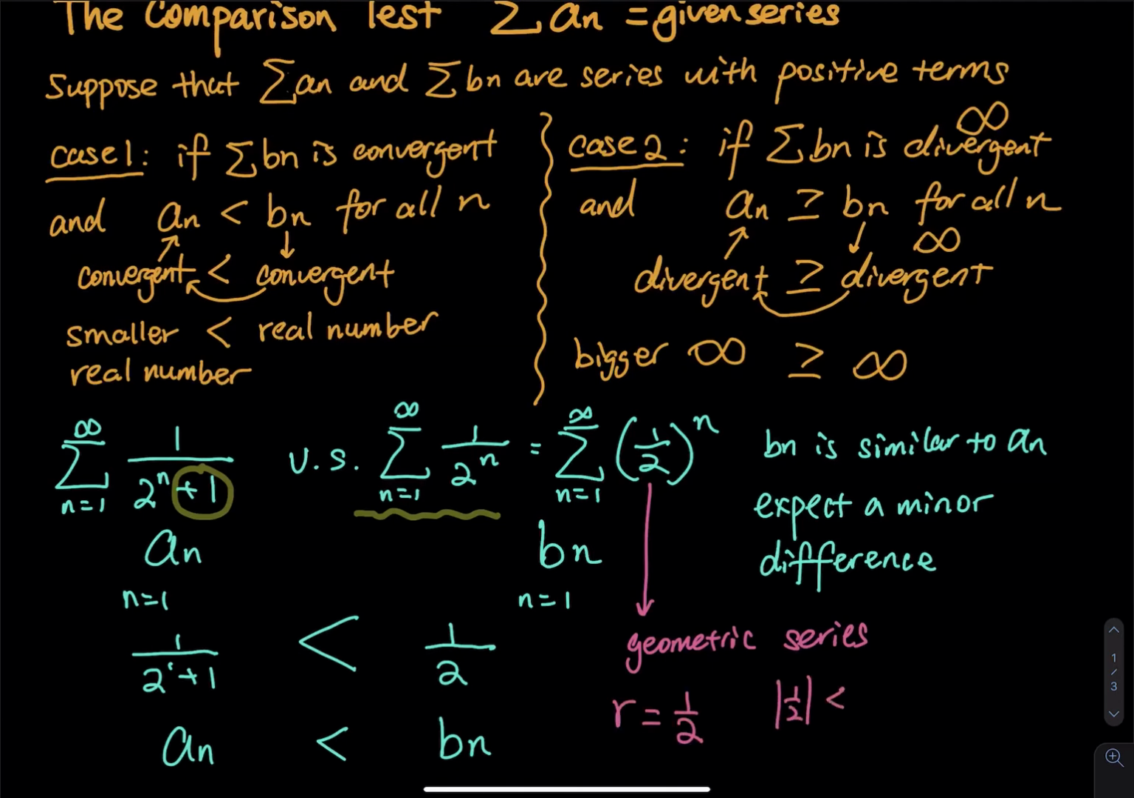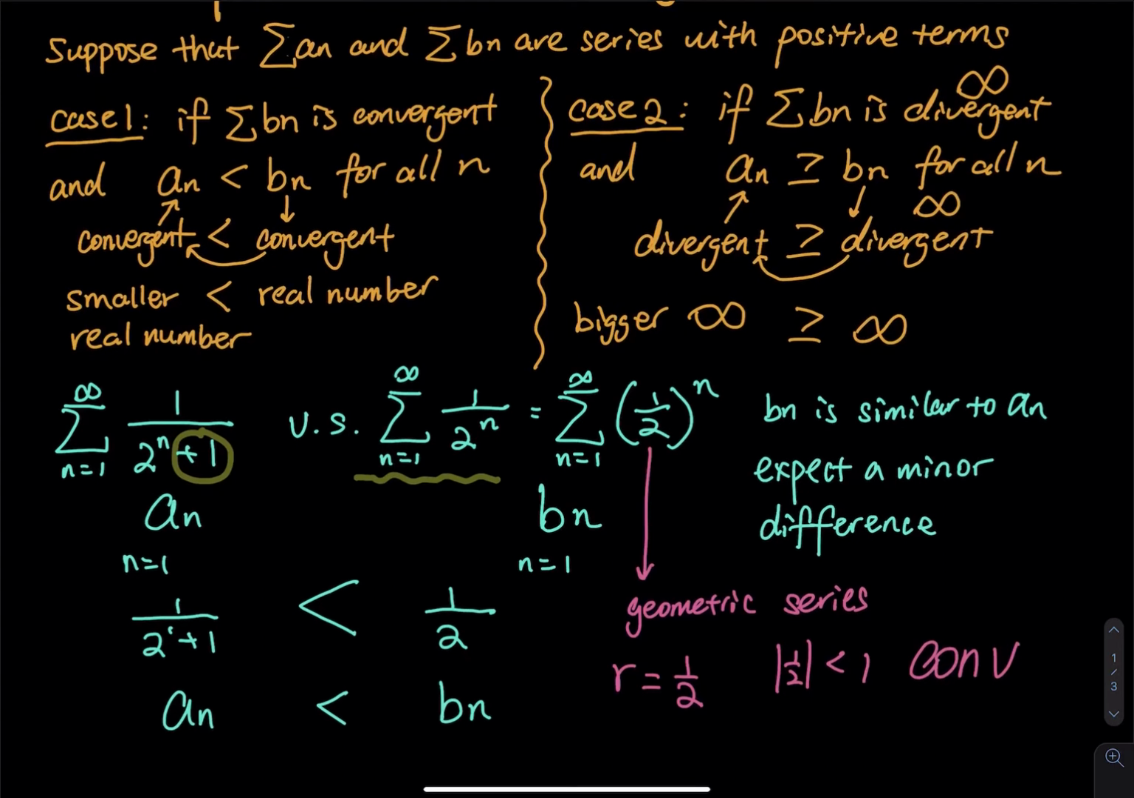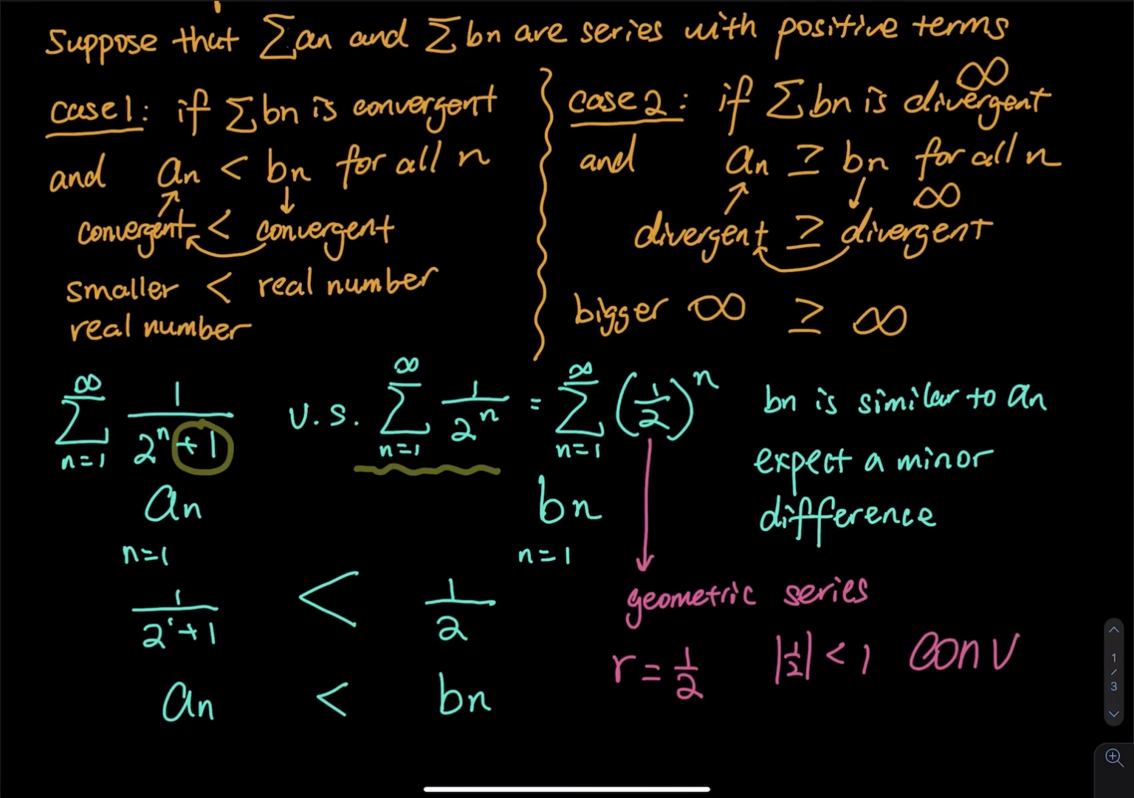We talked about geometric series in the previous lesson. What happens when the absolute value of the common ratio is less than 1? The geometric series is convergent. And then which series is bigger? So now we are trying to compare the nth term, 1 divided by 2 raised to the nth power versus 1 divided by 2 raised to the nth power. Let's make a simple comparison.